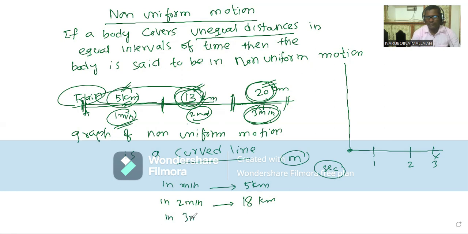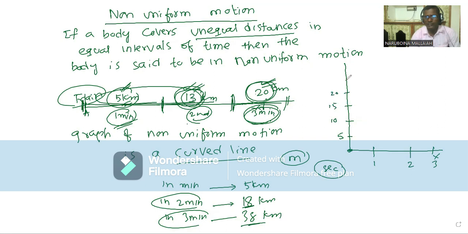In 3 minutes, how much distance is covered? First minute 5, second minute 13, third minute 20 kilometers. Together, 5 plus 13 is 18, 18 plus 20 is 38. 38 kilometers are covered. In the first minute, it travels 5 kilometers; in 2 minutes, 18 kilometers; in 3 minutes, 38 kilometers. Let us draw a diagram. This is 5, 10, 15, 20, 25, 30, 35, 40. Here 38.